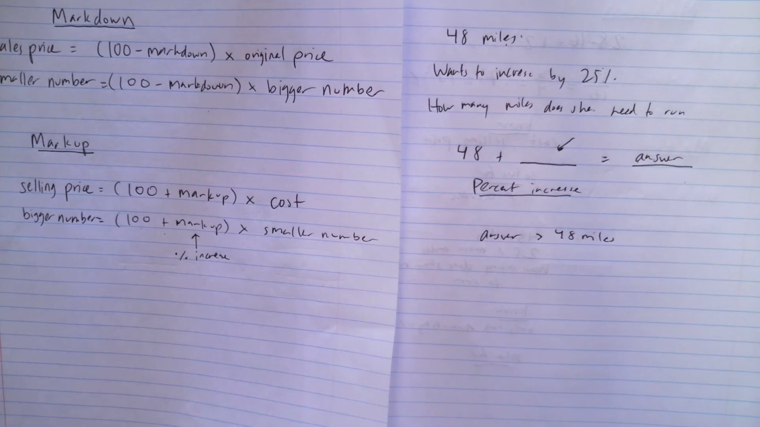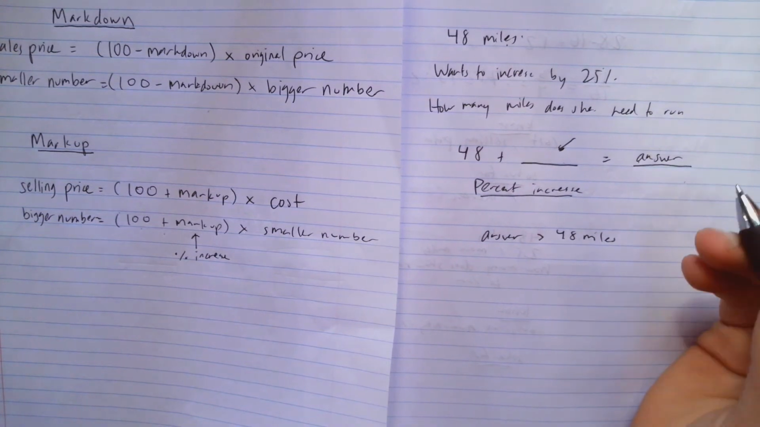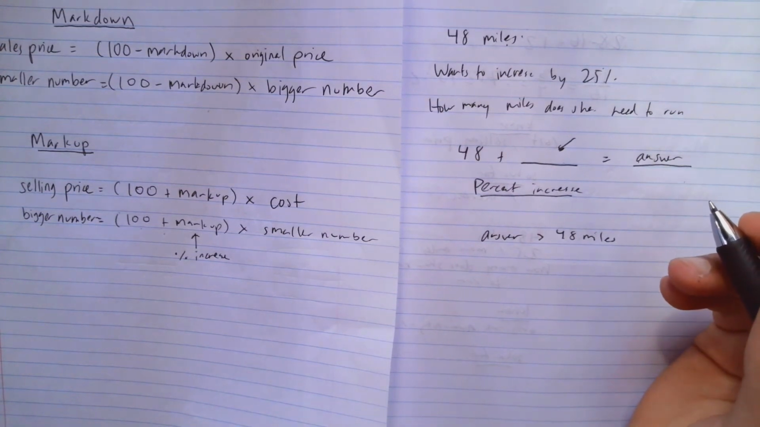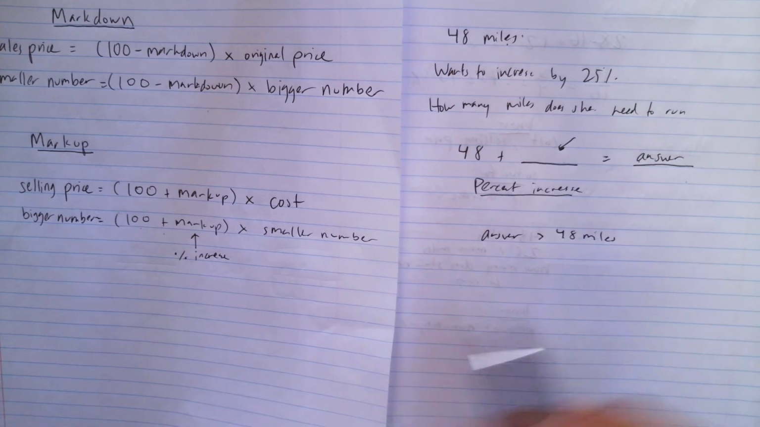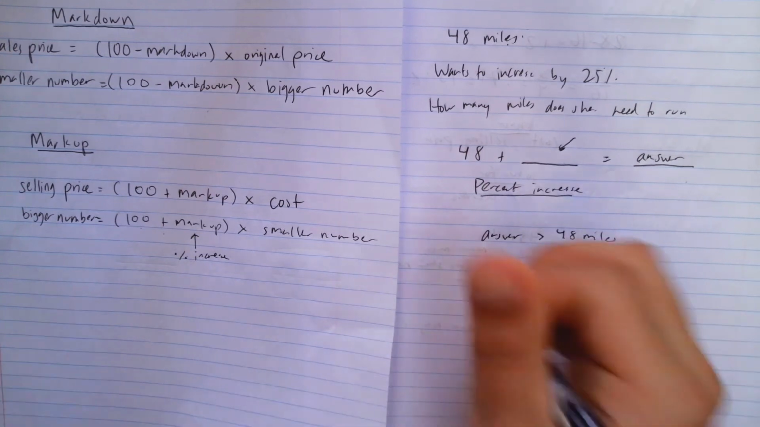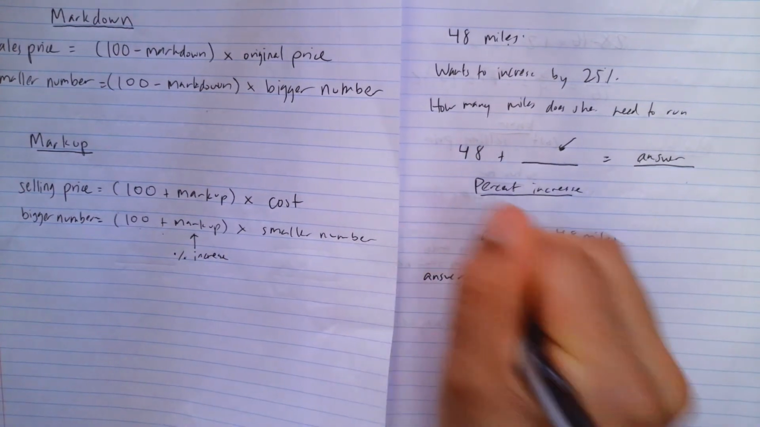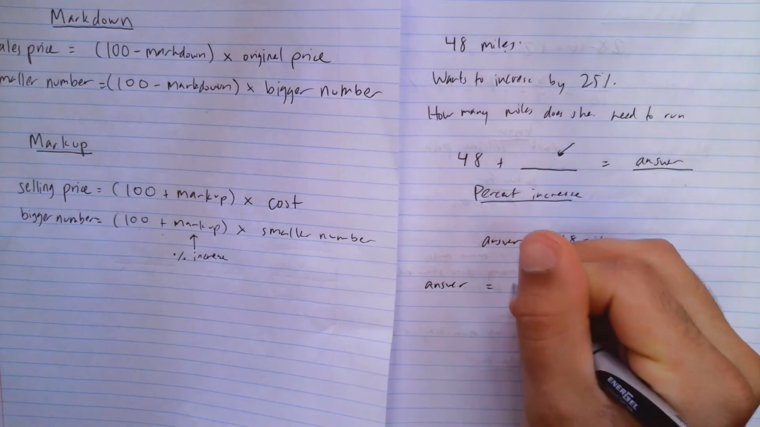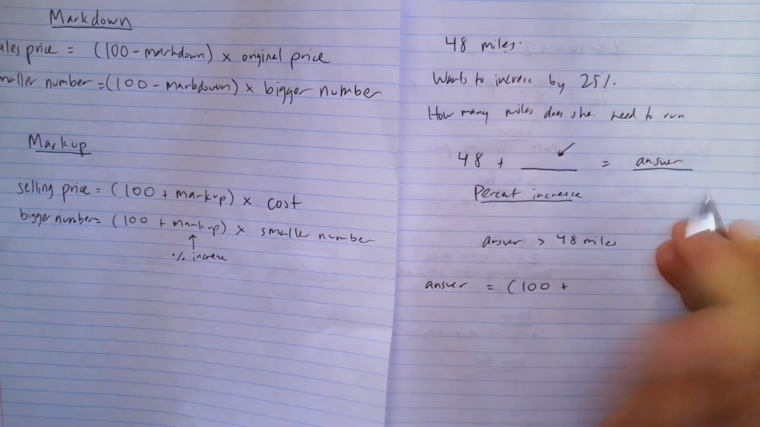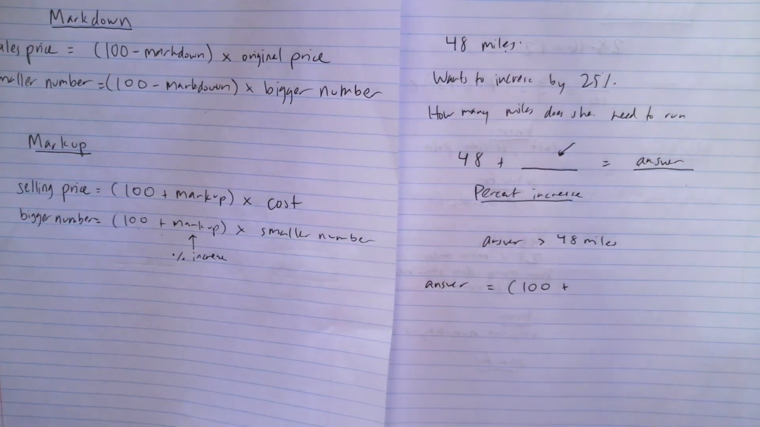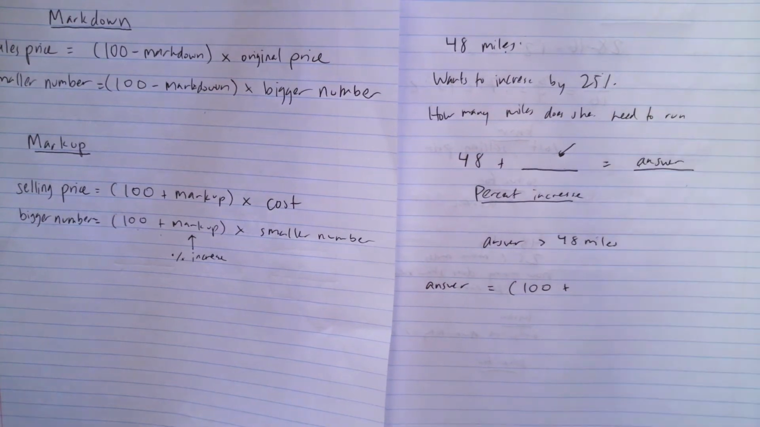Right, because it's going to be some number that's greater than our original quantity. So in this case, our answer is the bigger number, right? The answer, what we're trying to solve for, is equal to 100 plus the markup or the percent increase. And in this problem, what's our percent increase?